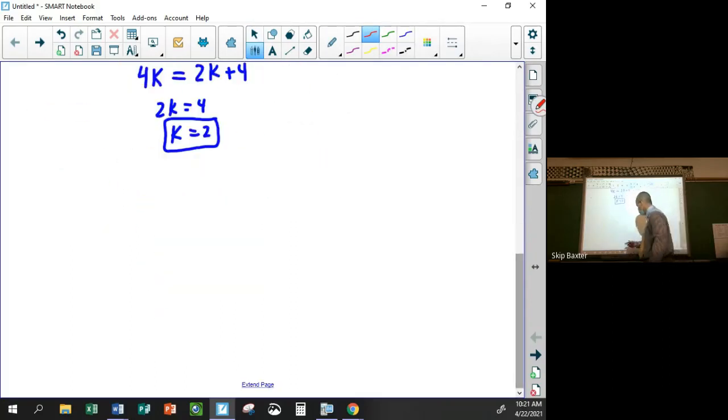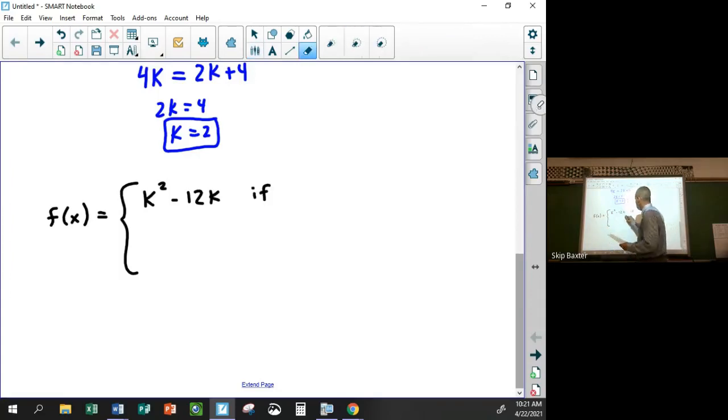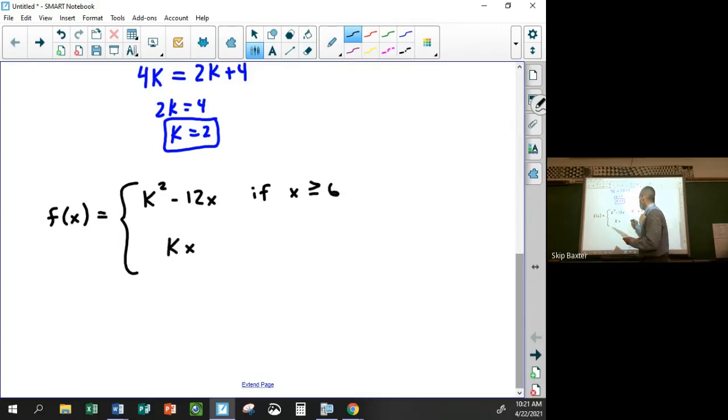Let's try another one. How about if it was something like f of x equals k squared minus 12x if x is greater than or equal to 6, and kx if x is less than 6. Same question: f of x is continuous, find the value of k.